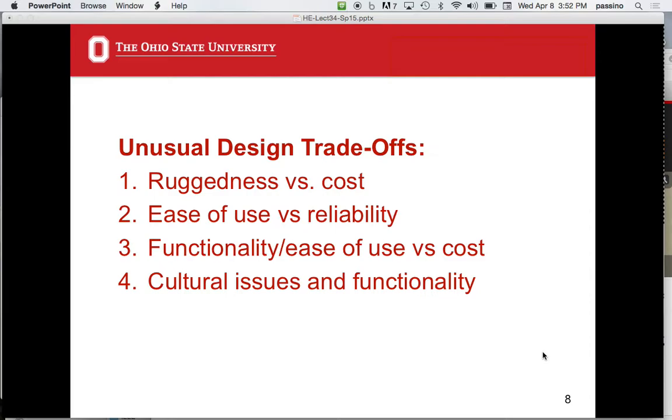And then sometimes there's unusual design trade-offs like ruggedness versus cost or ease of use versus reliability or functionality and ease of use versus cost or cultural issues. Let me give two examples here. Dr. Bixler, who does the life pump for design outreach, I think a lot of you know about what he's done. He has an interesting story.